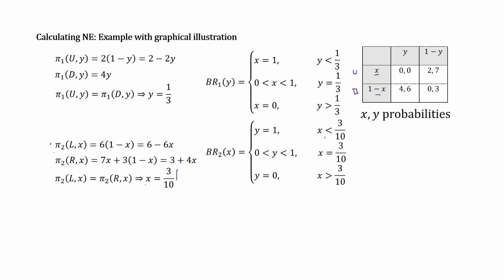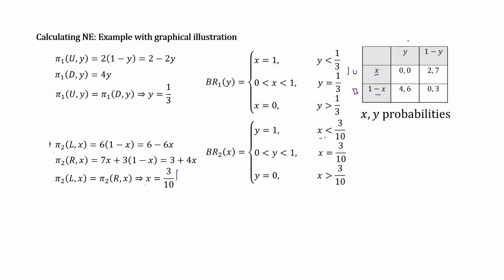What would agent 2 do when x is less than 3/10? So this up is being picked more often than under Nash equilibrium. So what will happen here is, let's look at the payoffs.